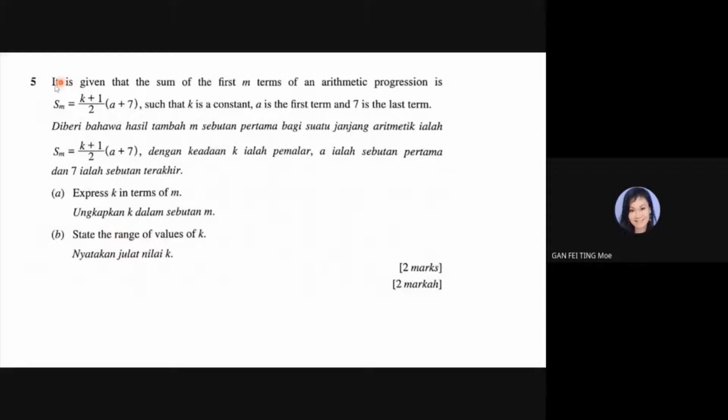Okay, why? Look into the question. Read the question for understanding. It is given that the sum of the first n terms of an arithmetic progression is this. This is the formula. This is the second mode of formula given, or I will say the first one, before you come to the 2a plus n minus 1 times d. Such that k is a constant. A is the first term and 7 is the last term.